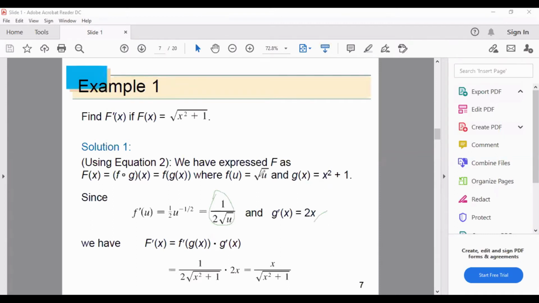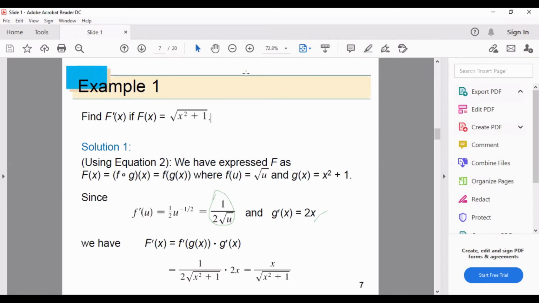Then what we have to do, we have to use this formula, the formula of the derivative of the composition of the functions f and g. We have to multiply, but for the outside function, we have to take its value at x squared plus 1 instead of x.